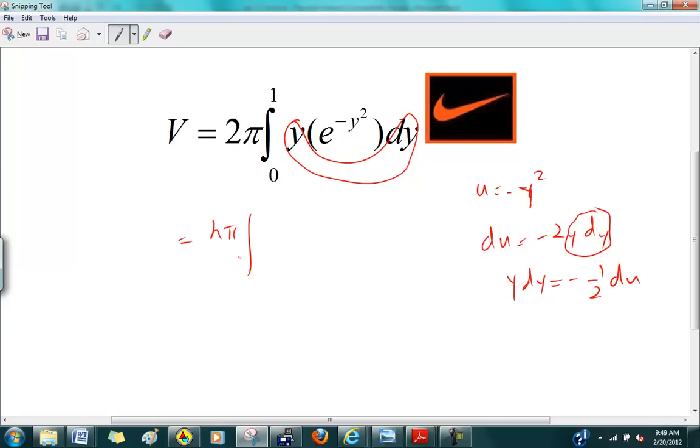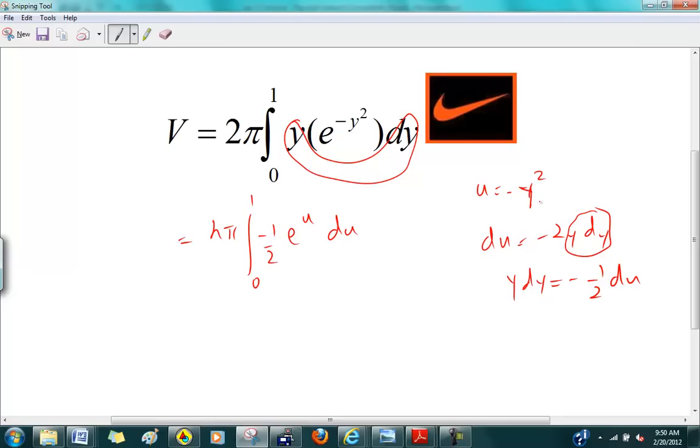Okay, I'm not going to change my limits here right now. We'll worry about it in a minute. So what I have is y dy is minus 1/2, so it's going to be minus 1/2 times e to the u du. Please do not put your limits as 1 and 0, because that's not what that variable is. The variable is u, which is related to y here.